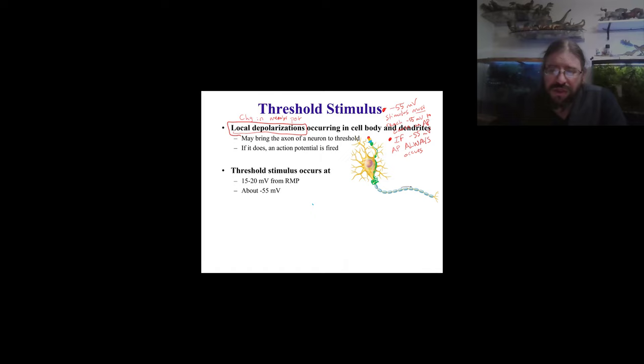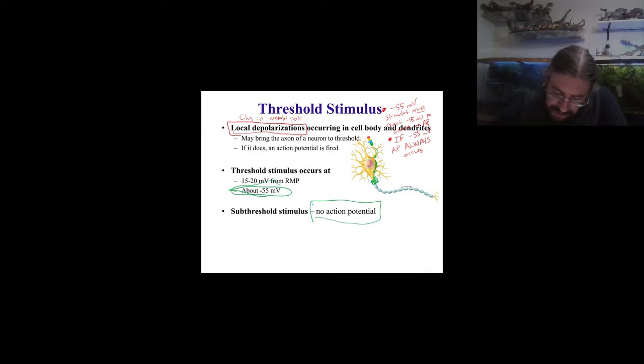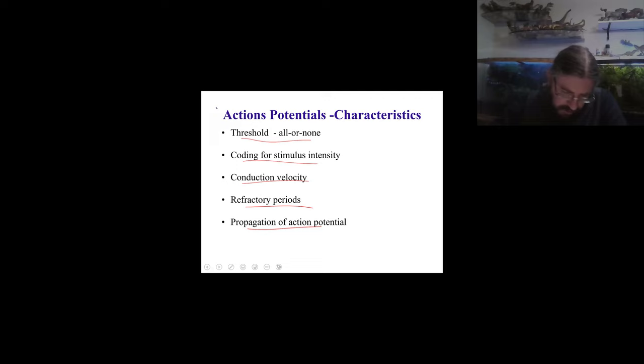So a threshold stimulus occurs at around negative 55 millivolts because that kicks on the sodium channels. A subthreshold stimulus, no action potential. A threshold stimulus, action potential. There is either an action potential or none, right? So threshold, all or none. You either have a full action potential or you do not.